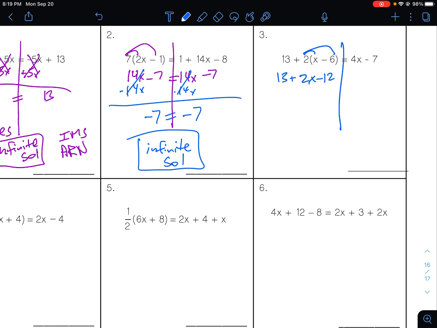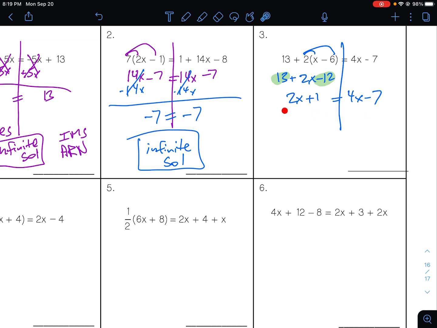Bring down the 13. And then I still want to simplify further. So combine my like terms. I've got 13 is like with negative 12, and that equals positive 1. So I'm just going to write it with my x term first. 2x plus 1 equals 4x minus 7. All right, looks like a regular equation.